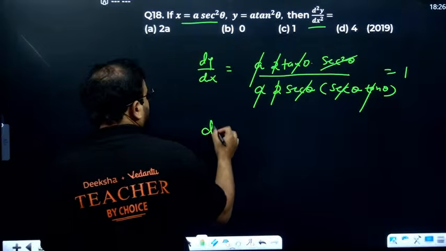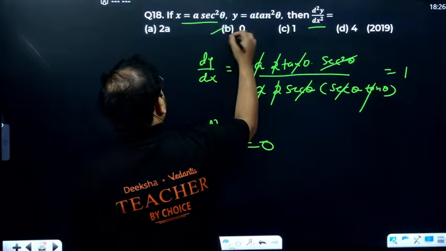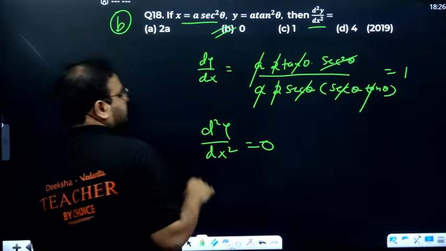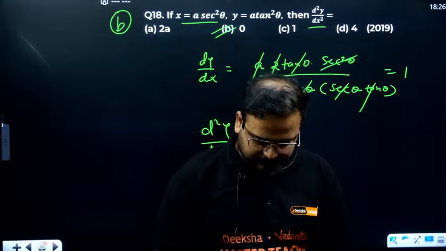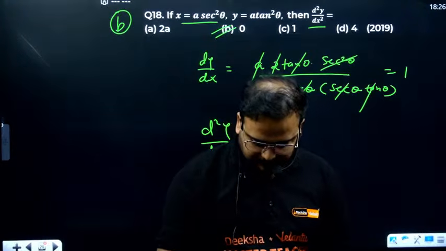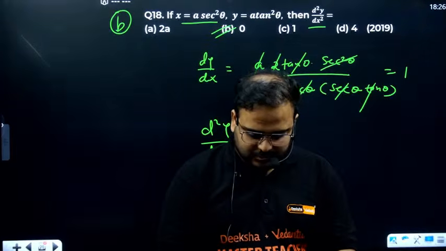The second derivative will be what? 0. So the option is B. Option is B. What is the option, guys? B.